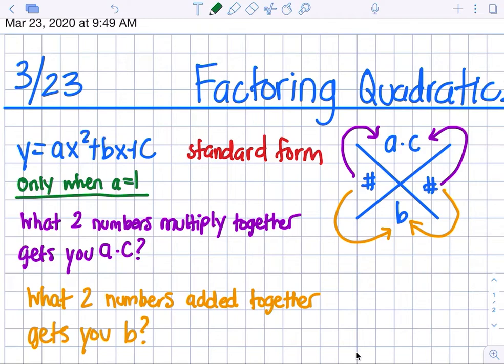And this is where you make your x method. A times c, the a and c go up here, multiply together, and b goes down here. And then those numbers are the numbers you have to try to figure out. So first you ask yourself, what two numbers multiplied together gets you a times c, and what two numbers add together gets you b.